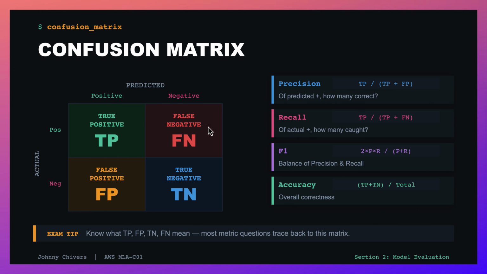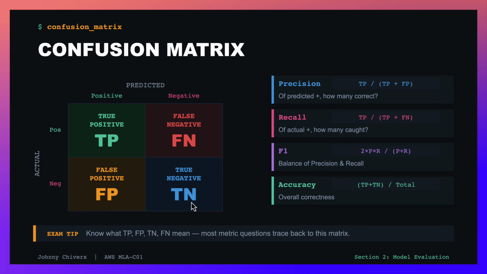It is positive. Then we have negative, but it was predicted positive. So that's a false positive. So our prediction model said it was positive, but in reality, it was negative. And then on the far right, we have the true negatives, where things are negative in the actuals and they're negative in the predictions.